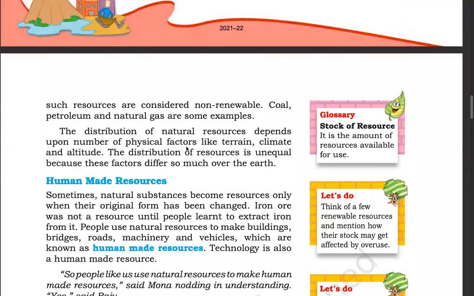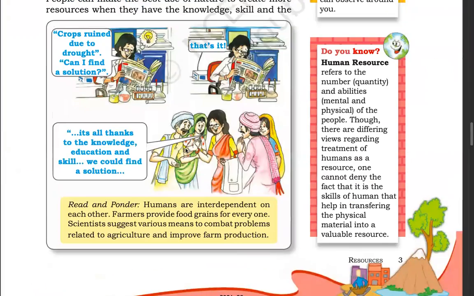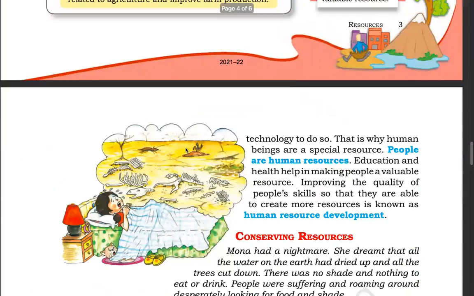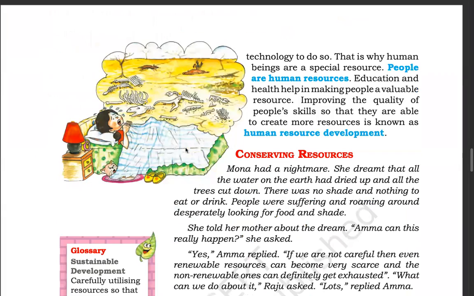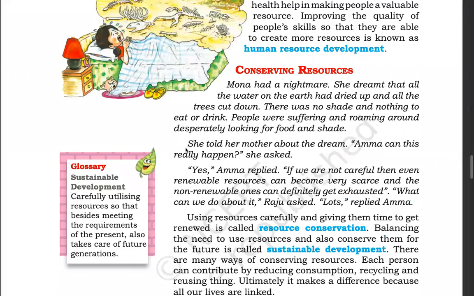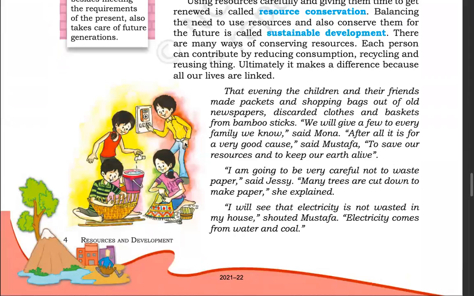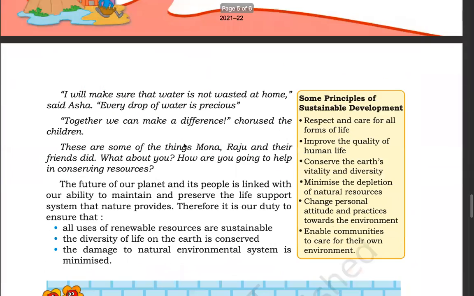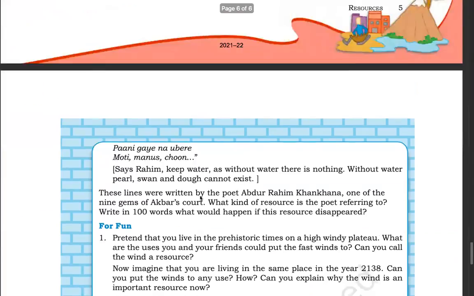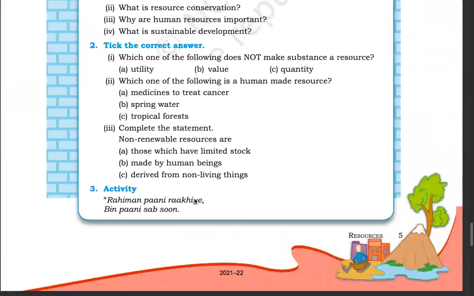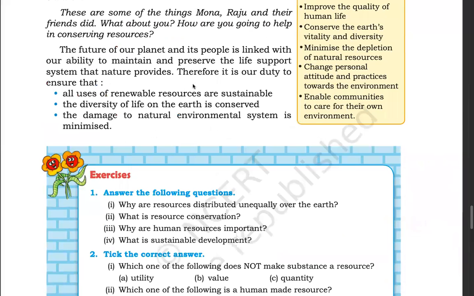Only till here for today. Then we are going to read human resources: people are human resources. Then human resource development, conservation, conserving resources, resource conservation, sustainable development. Then we have some principles of sustainable development, and then we are going to do question number 1 and question number 2. So be tuned and be ready with your notebooks till then.